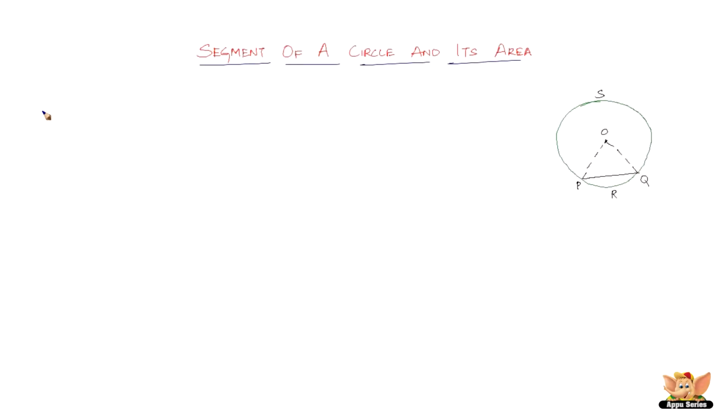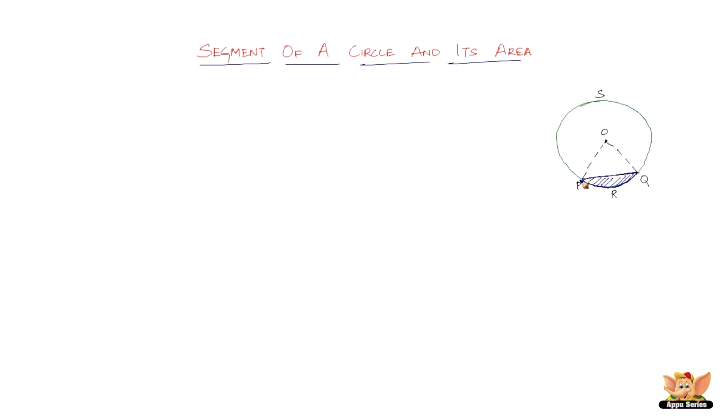In this video, what we learn is the segment of a circle and its area. So now, what is a segment of a circle? Well, a segment in a circle is nothing but the region that is enclosed by an arc and a chord. We've got an arc here, PRQ, and then we've got a chord here. So this is the area enclosed by this chord and this arc PRQ. So this part is the segment of a circle.